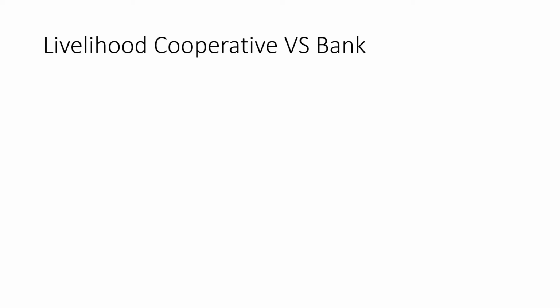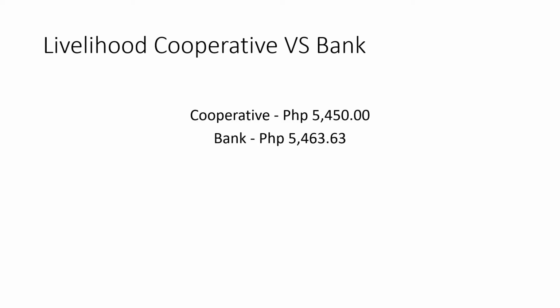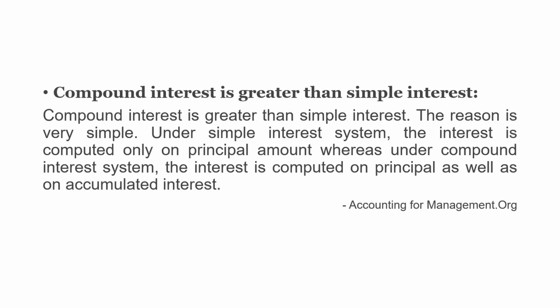is the better option? Recall from the table that in 3 years, investing the money to a cooperative offering a simple interest rate of 3% will have a maturity value of 5,450 pesos. Whereas, investing it to a bank offering compound interest rate of 3% compounded annually will have a maturity value of 5,463 pesos and 63 centavos. Hence, money will grow more when compounded. Compound interest is greater than simple interest.